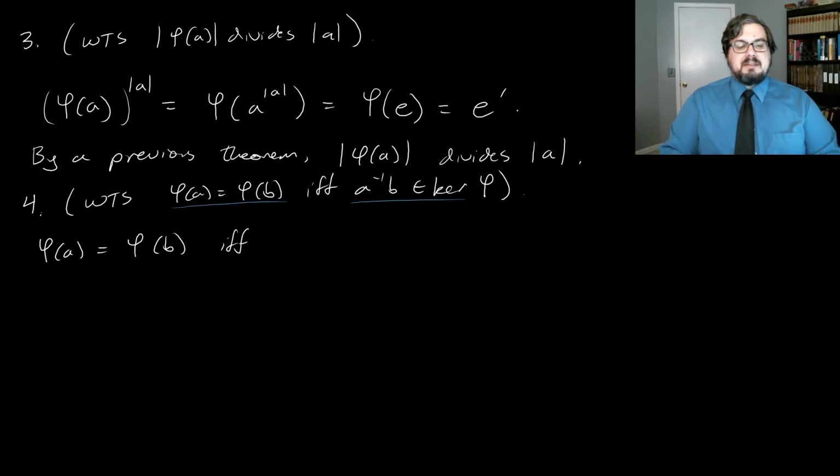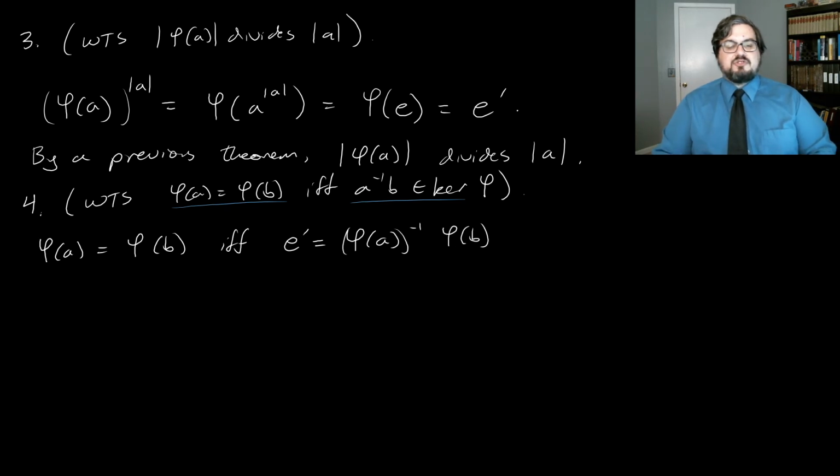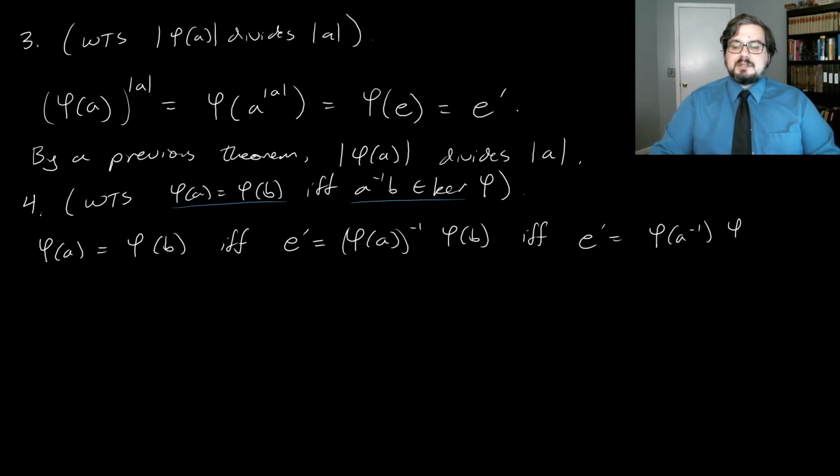So to show this, we'll say that phi of A equals phi of B. This happens if and only if the identity, E prime, is equal to phi of A inverse times phi of B. So this is just multiplying both sides by phi of A inverse. And that happens if and only if E prime is equal to phi of A inverse times phi of B. This is by part 2.